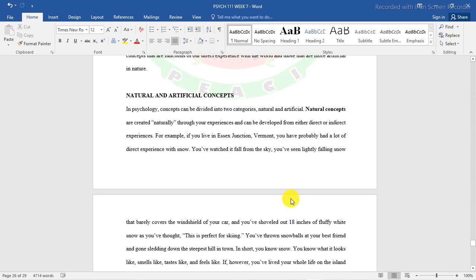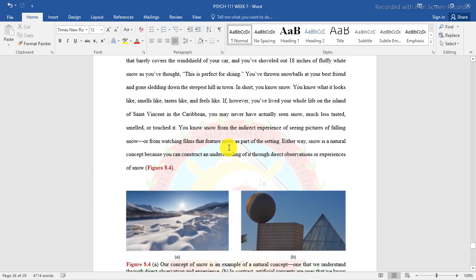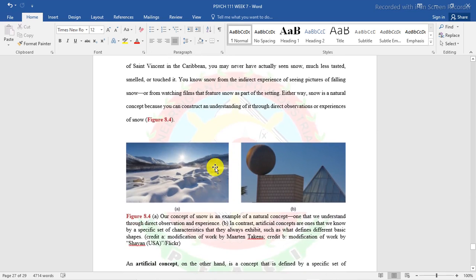How about natural and artificial concepts? So, natural, so in psychology, concepts are divided into categories. So, yung konsepto pala, nakadivide sa two categories. We have natural concepts. So, yung konsepto ng natural concepts are created naturally, through your experiences. So, natural talaga. Na-create siya naturally. Okay? Example yung sa snow. May nakita kang snow. It was created naturally.